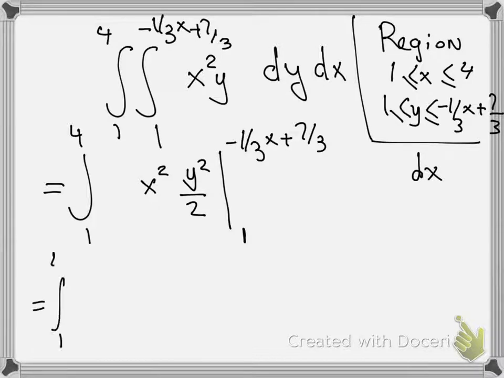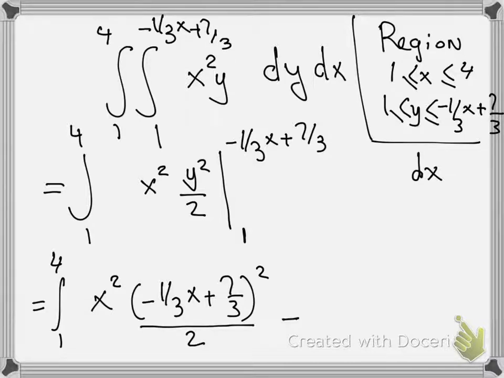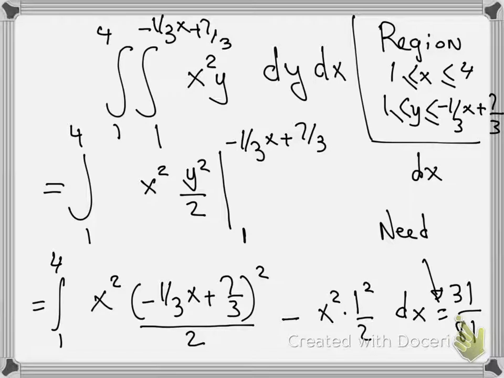So that will be the integral from 1 to 4 of x squared times, first I'm going to replace y by negative 1/3 x plus 7 over 3, squared over 2, minus, right? And then you replace y by 1, so that's x squared times 1 squared over 2, dx. Right? And then you can finish your integral, and you can find the details of the computations in the lecture notes. You finish the integral, and the answer at the end would be 31 over 81. Okay, so here you need more steps.